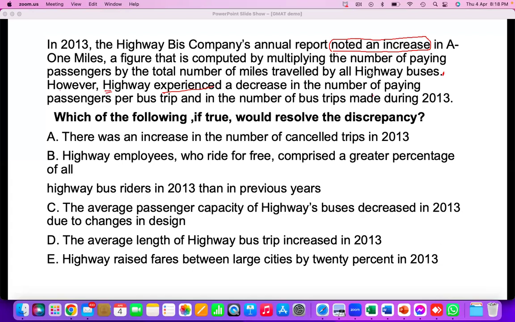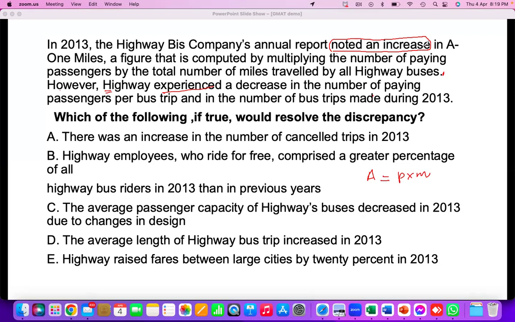Now, what is the premise? Premise is fact. So the fact is the formula which is used in this whole argument. What is the formula? Computed by multiplying the number of paying passengers, let's say that's P, by the total number of miles traveled by all highway buses. A is equal to P into M is the premise. Understood? Now, what is the conclusion?